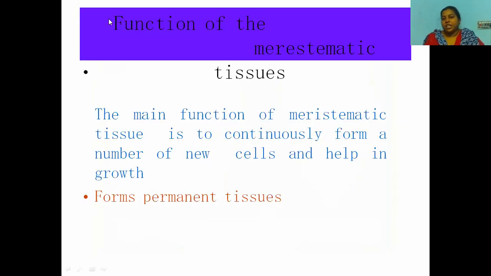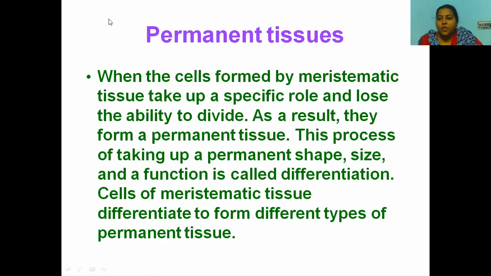Functions of the meristematic tissue, let us see. The main function of the meristematic tissue is to continuously form a number of new cells and help in the growth of the tissue. You know, meristematic tissue, one thing we should get in our mind is that it always supports growth of the plant. A plant can grow throughout its life. Okay. Because of what? Because of this meristematic tissue.